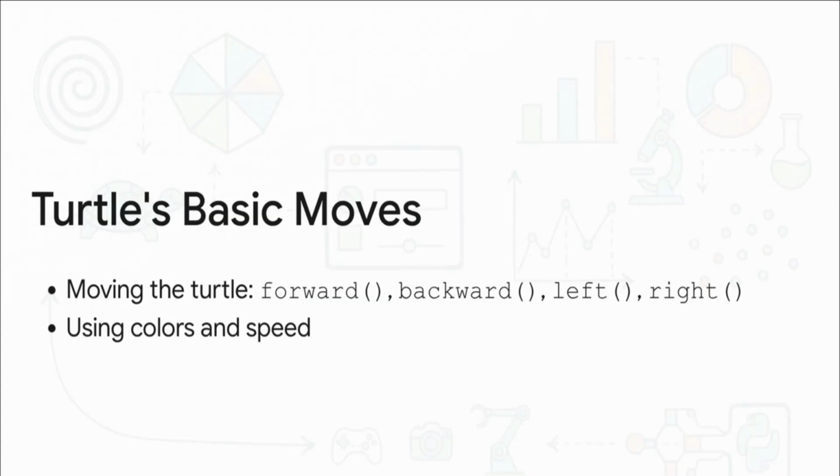And the commands are exactly what you'd expect. Think of it like giving directions to that little turtle. You've got forward, backward, left, and right. When you mix those basic moves with the power to change colors and speed things up or slow them down, well, you've got all the building blocks you need to create pretty much any shape you can imagine.